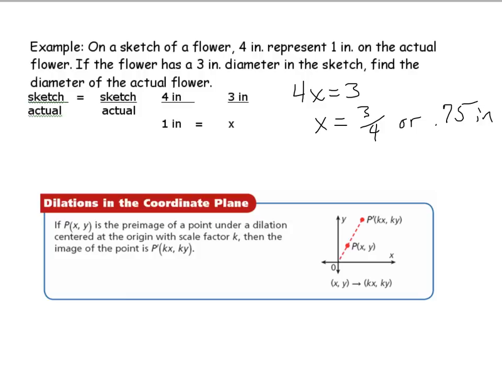Now, anytime you want to talk about dilations in the actual coordinate plane where I give you points, not too hard to do. If I tell you that P is in the pre-image of our figure, and we're going to use a dilation centered at the origin, and the scale factor is going to be k, then the image point, P prime, is going to end up being (kx, ky). All you're doing is taking that scale factor and multiplying both your x and your y coordinates.